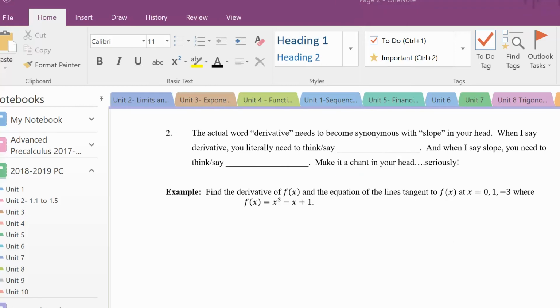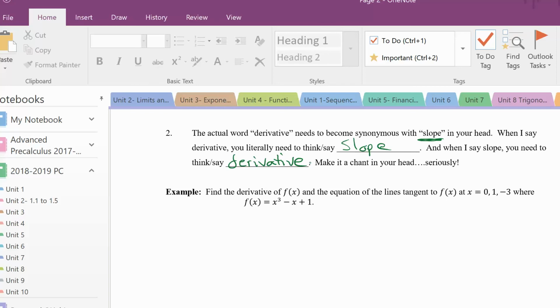So when you think of derivative, you need to think of the word slope. Slope and derivative are the same. So if I were to say the word derivative, you need to say slope. When I say slope, you need to think and say derivative. All right, they should become one and the same. If you want to start chanting, feel free. Derivative, slope, slope, derivative. You can chant.